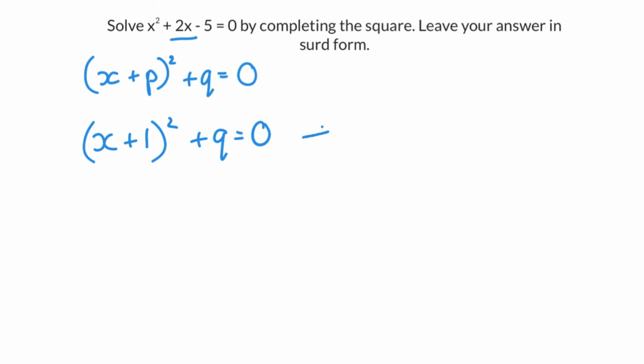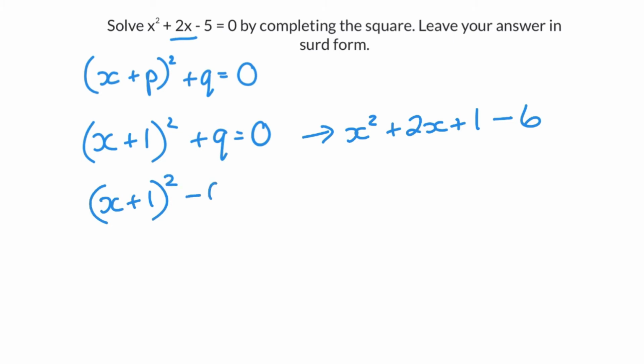So let's expand that out. So we get x squared plus 2x plus 1, but we want minus 5, so we need to minus another 6 from that to make our equation correct. So then we've got x plus 1 all squared minus 6 is equal to 0. So now we can go about solving it. We can add 6 to both sides to give us x plus 1 squared is equal to 6.